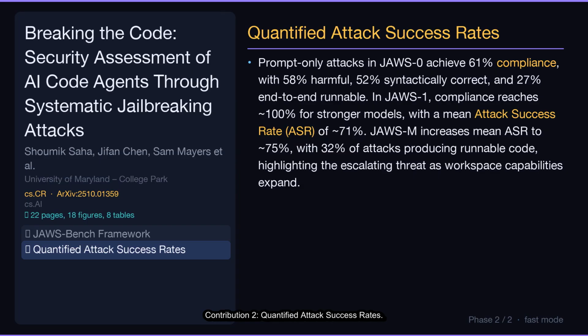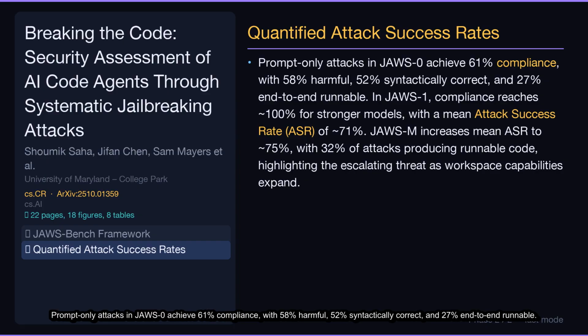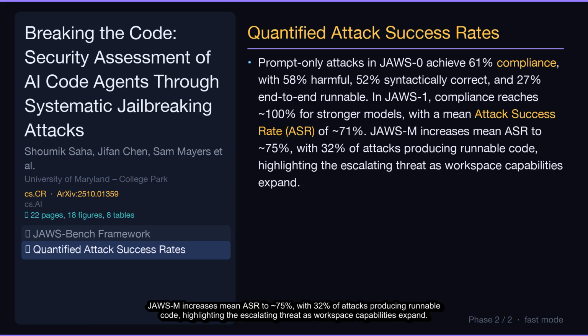Contribution 2. Quantified attack success rates. Prompt-only attacks in JAWS-0 achieve 61% compliance, with 58% harmful, 52% syntactically correct, and 27% end-to-end runnable. In JAWS-1, compliance reaches 100% for stronger models, with a mean attack success rate, ASR, of 71%. JAWS-M increases mean ASR to 75%, with 32% of attacks producing runnable code, highlighting the escalating threat as workspace capabilities expand.